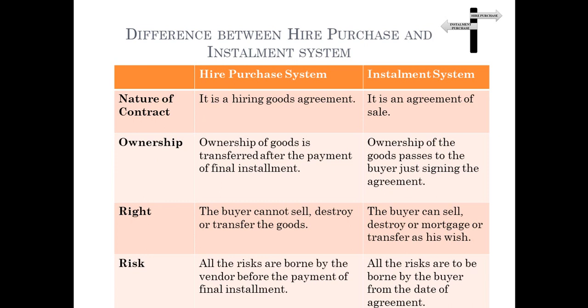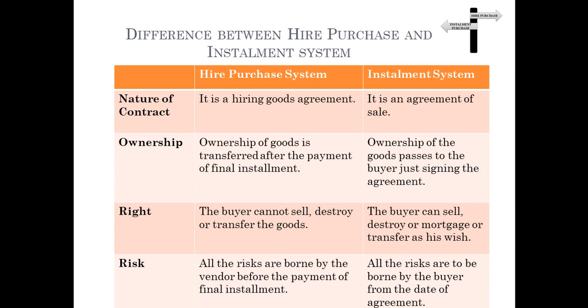The term sale we are not using in hire purchase system. But in case of installment system, it is like a credit sale. Immediately on the very down payment, the buyer takes the ownership of the goods by paying the down payment, he becomes the owner of the goods. So it is an agreement of sale.